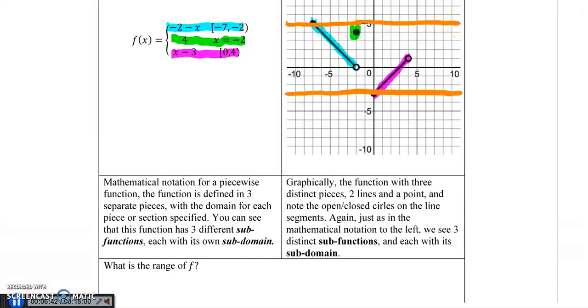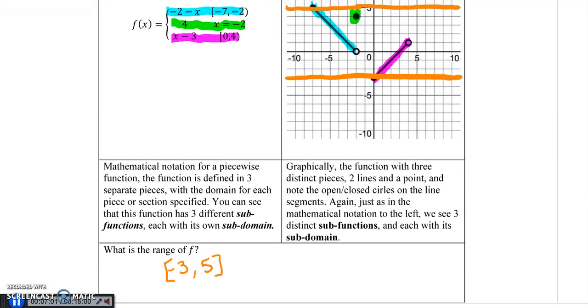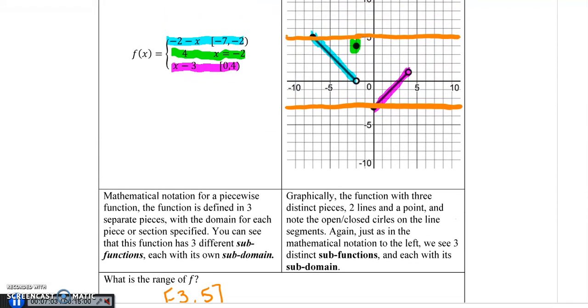So what would the range be here? Well, the smallest it could be was -3, and the largest it could be was 5. At both of those points, they were filled in, so they would be brackets on both sides. So that was talking about the range, the y values.